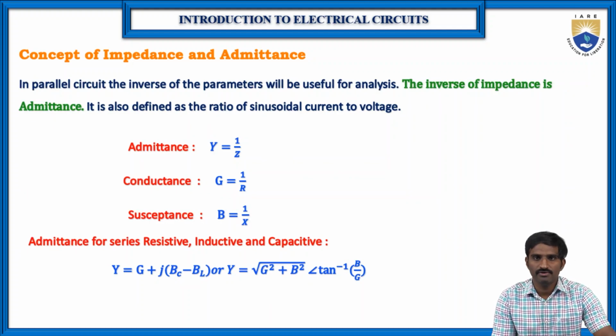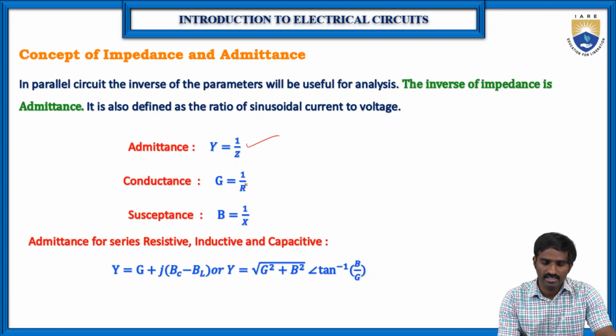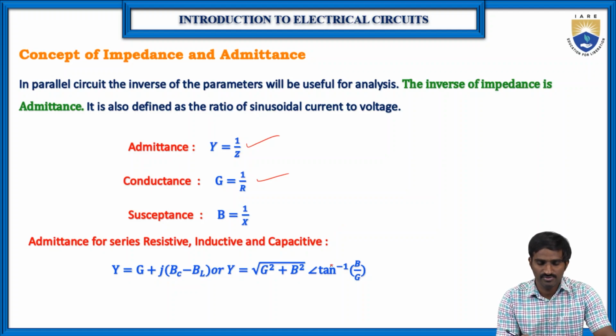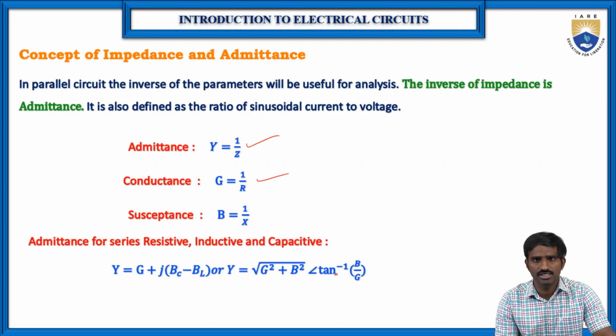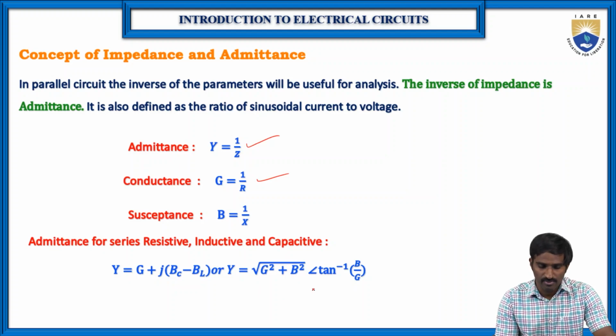Okay. The concept of admittance: admittance is the reciprocal of the impedance. Which means Y is equal to 1 by Z. The conductance, which we usually represent with the term G, means G is equal to 1 by R. So the conductance is nothing but the reciprocal of the resistance, and the susceptance is nothing but the reciprocal of the reactance, which is represented by the capital B.